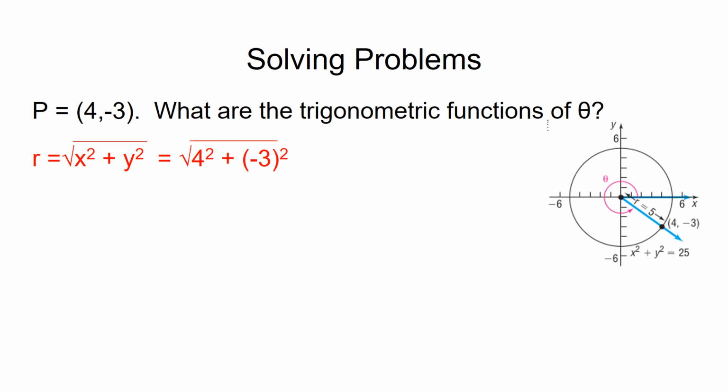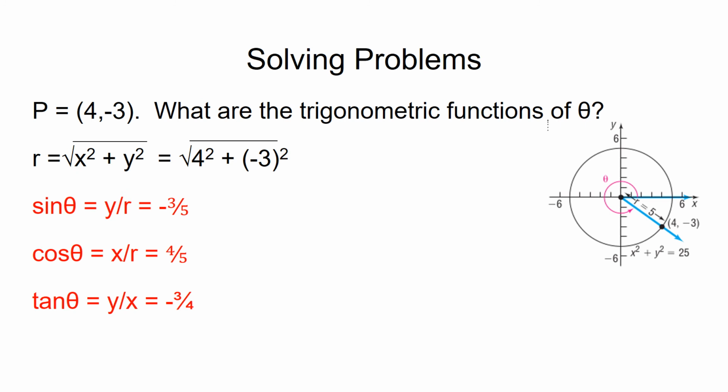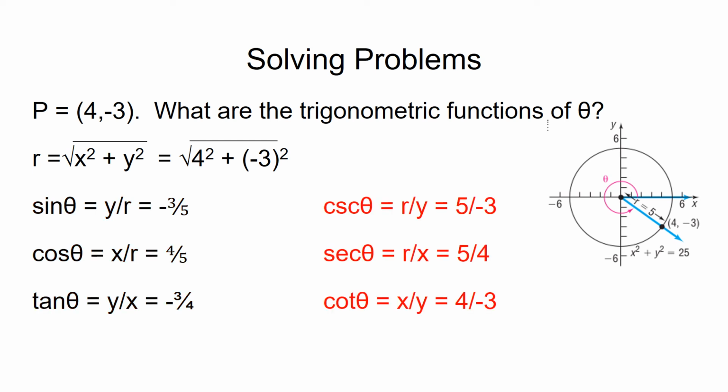First, we determine the radius of the circle. The x and y values must satisfy the equation x squared plus y squared is equal to r squared. Using the coordinates given, we find that the radius is equal to 5. We find sine, cosine, and tangent of theta using the definitions, and the reciprocal functions as well.